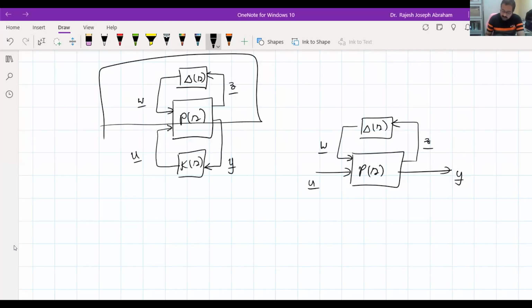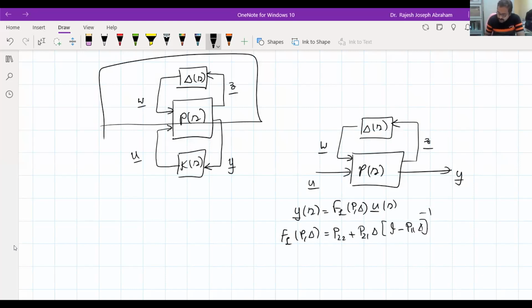So we had seen that Y of s will be nothing but F_U of P comma delta into U of s, where F_U of P comma delta is nothing but P22 plus P21 delta into (I minus P11 delta) whole inverse into P12. So this was our upper LFT form. Now let us consider different cases.